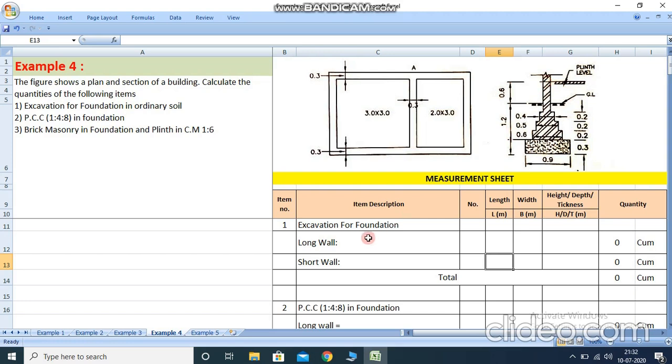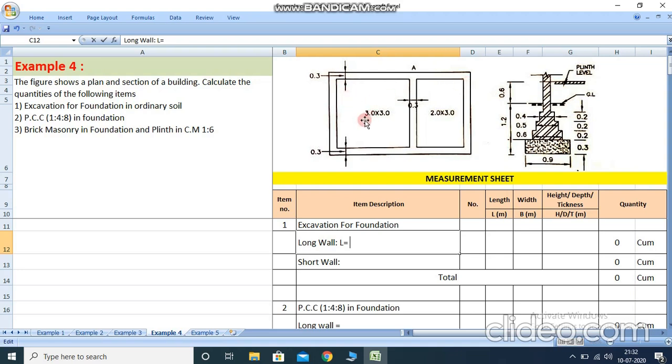Now we start the excavation for a foundation. We calculate this example by the long wall short wall method. First we find the total length of the long wall. So capital L is equal to, see this figure, in the plan we get the exact length, and we also include the thickness of the wall. Here 3 walls are included, each of 0.3 thickness.